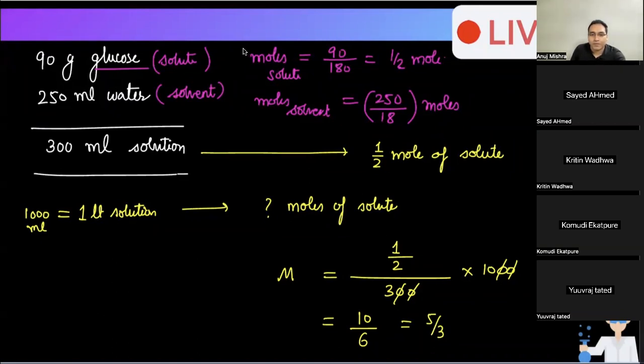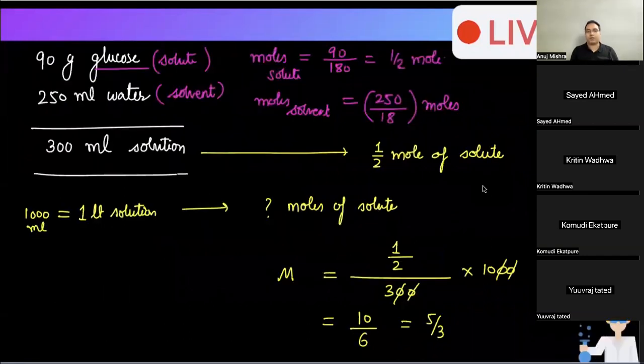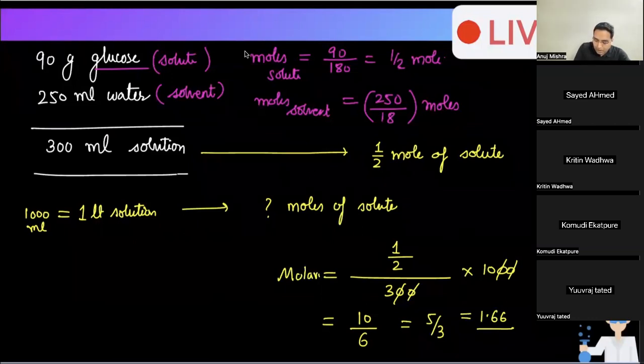No, do it carefully. Moles upon volume of solution in liter, not in ml, liter. Take your time, there is no hurry. Doing correct is more important than doing fast. Okay? Doing correct is more important than doing fast. So what's the answer? 1.66, I think, or 1.67 is the molarity. Molarity, so its symbol is capital M.